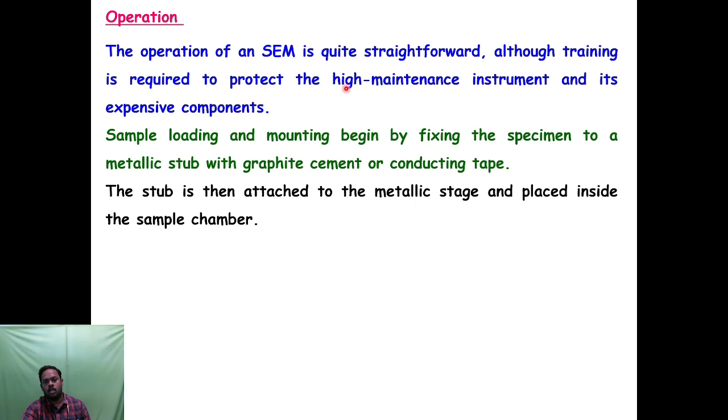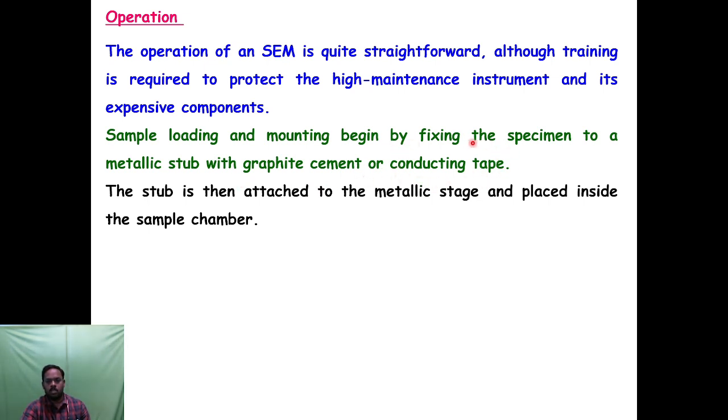So how will the technician acquire the image by doing the sample preparation and everything? The operation of SEM is quite straightforward, although training is required to protect this high maintenance instrument and its expensive components. So it is easy, but we need some training before performing this analysis. Sample loading and mounting begin by fixing the specimen to a metallic stub with graphite cement or conducting tape. This is important.